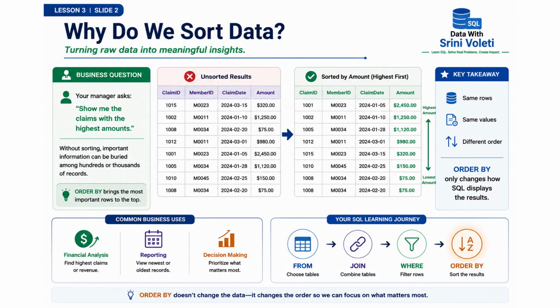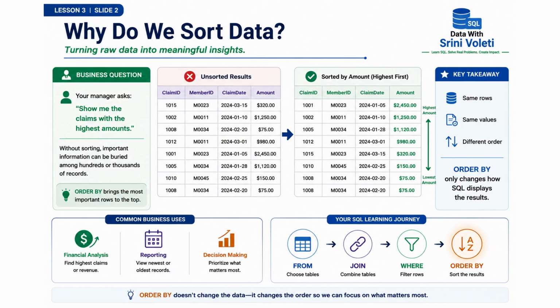Imagine your manager walks over and says, "Can you show me the claims with highest billing amounts?" The data is already in the database, but without any order, the largest claim could be at the top, the middle, or the very bottom of thousands of records. That's not very helpful. This is exactly why SQL provides the ORDER BY clause.